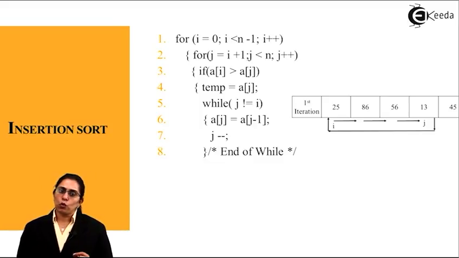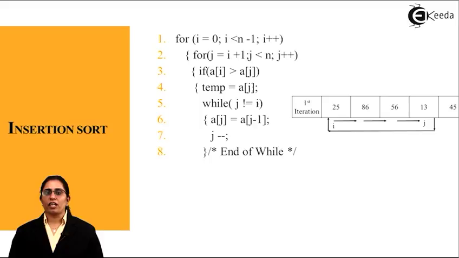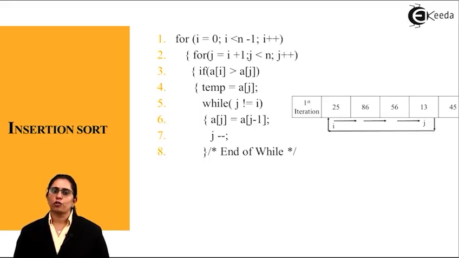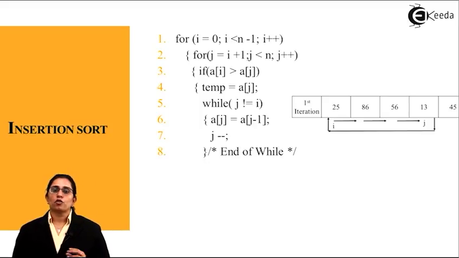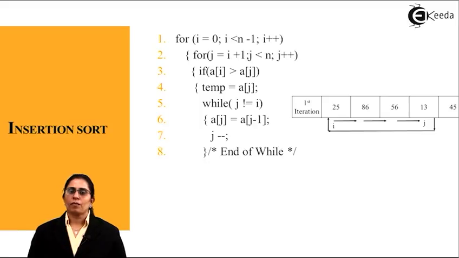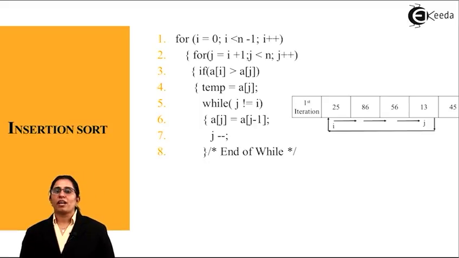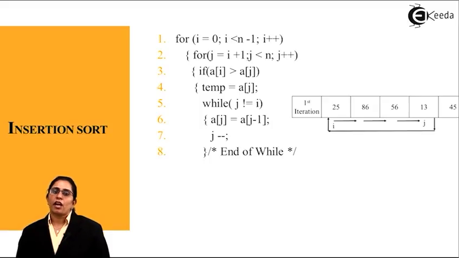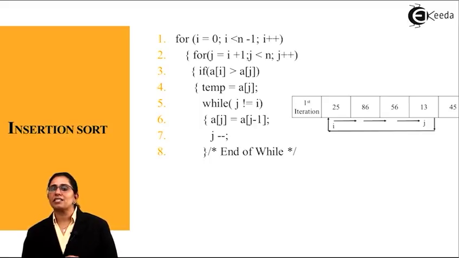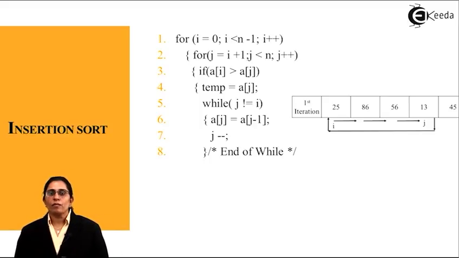J has a value of 2, I has a value of 0, which is still not equal. So it will again come back into the loop, and a of j at a location of 2 will have the value of a of j minus 1, which is at a location of 1. So 86 moves to 56. J is again decremented by 1, j becomes 1. It goes up, 1 is not equal to 0. So we again come into the loop and we say a of j is equal to a of j minus 1. So 25 moves to the location where 86 was stored. And then we decrement the value of j and j becomes 0.